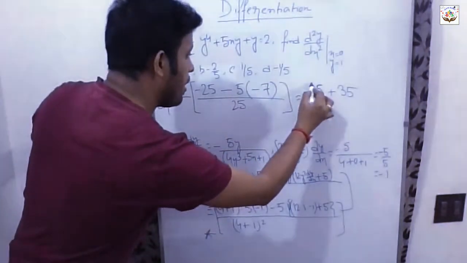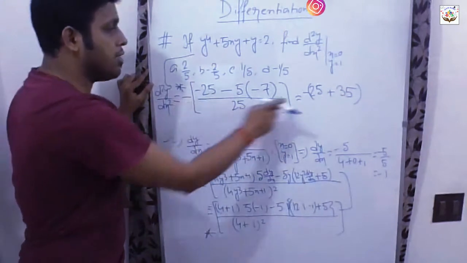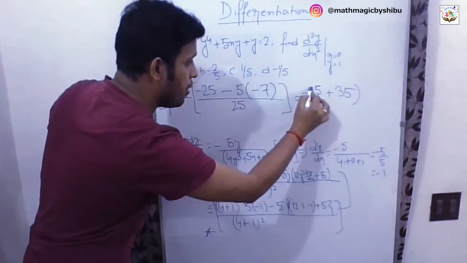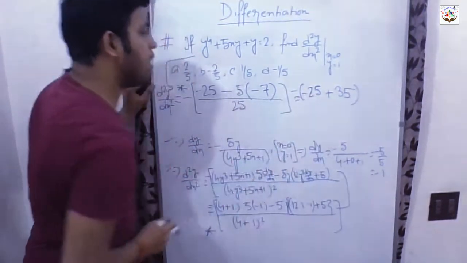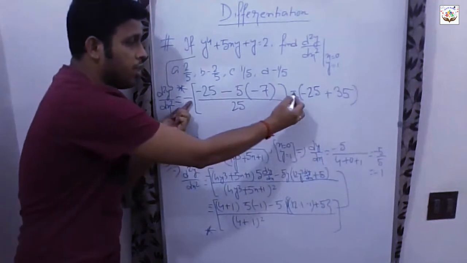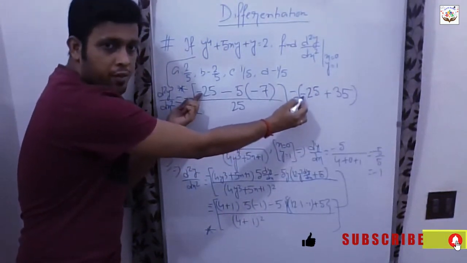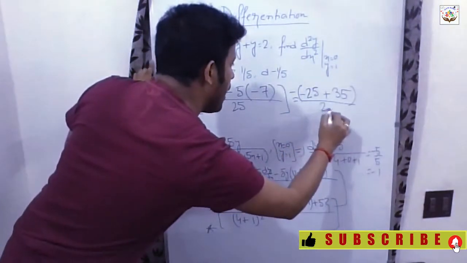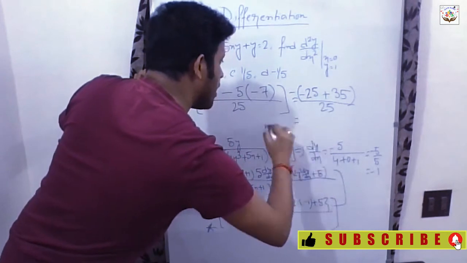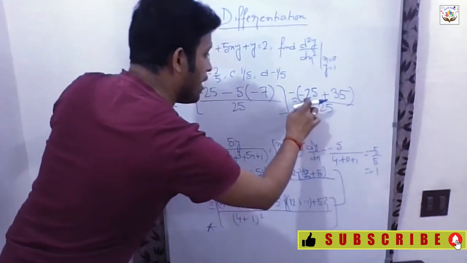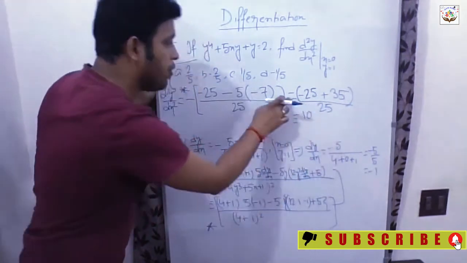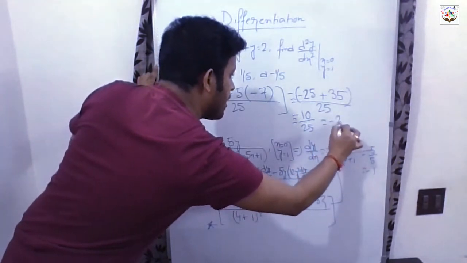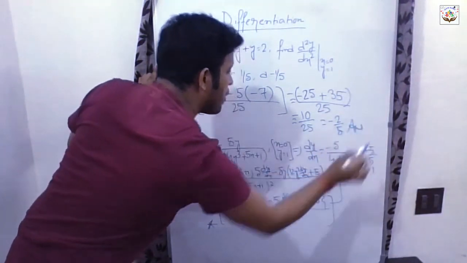So what we have finally: a minus outside of the bracket, and within the bracket we have another minus before 25. So this minus is for the bracket and this minus is for minus 25. Okay, so minus 25 plus 35, and in the denominator we have 25. Minus 25 plus 35 is plus 10, but before it there is a minus, so it will be minus 10 divided by 25. So we get our desired answer as minus 2 by 5.